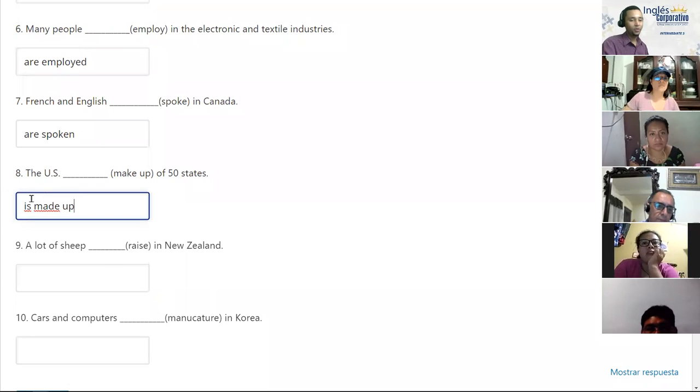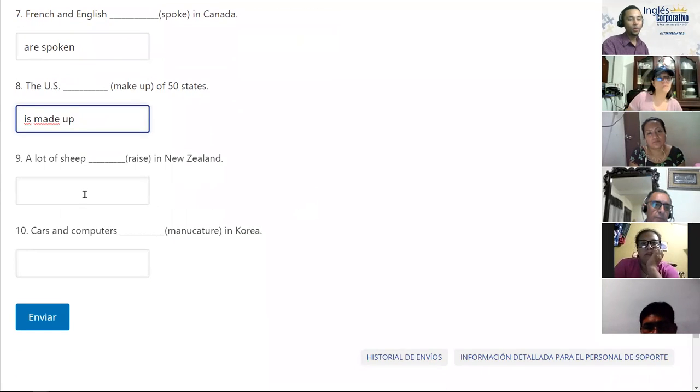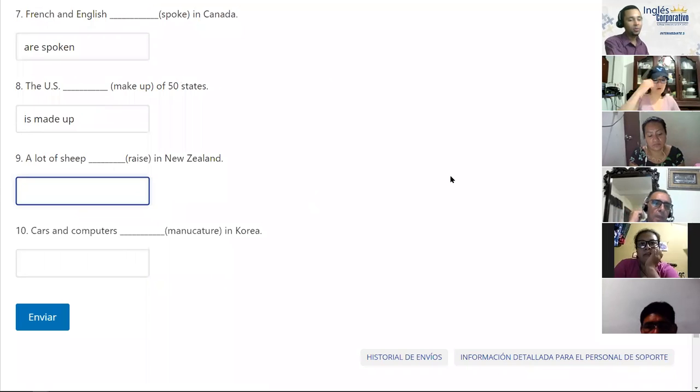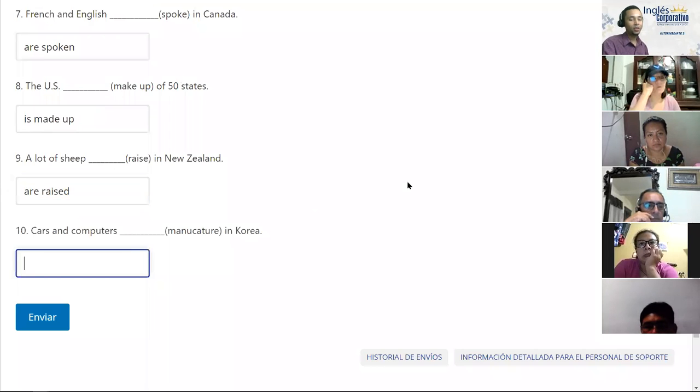You say the US is because the US is the name of a country. It's just one country, so we say it's made up. Good. What about number nine? A lot of sheep are raised in New Zealand. And number 10, cars and computers are manufactured.